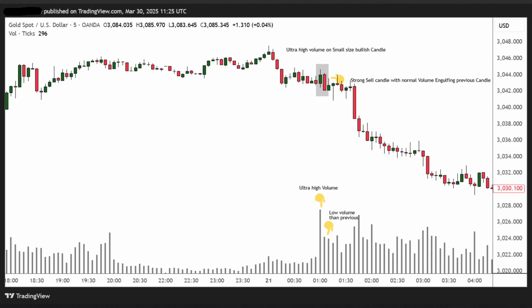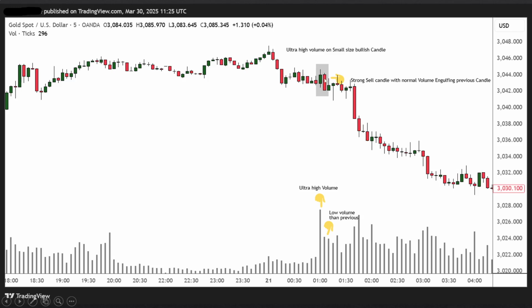Now this is a very simple strategy. This is a one candle ultra high volume type strategy. You see, look at this. There is a buy candle with a very ultra high volume. This is a 5 minute chart of gold, and you see a massive ultra high volume, which is greater than all previous volumes.